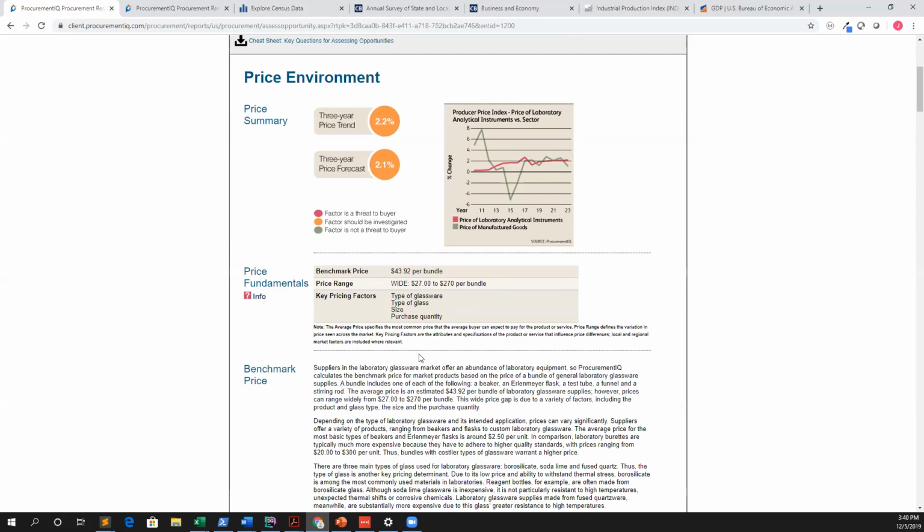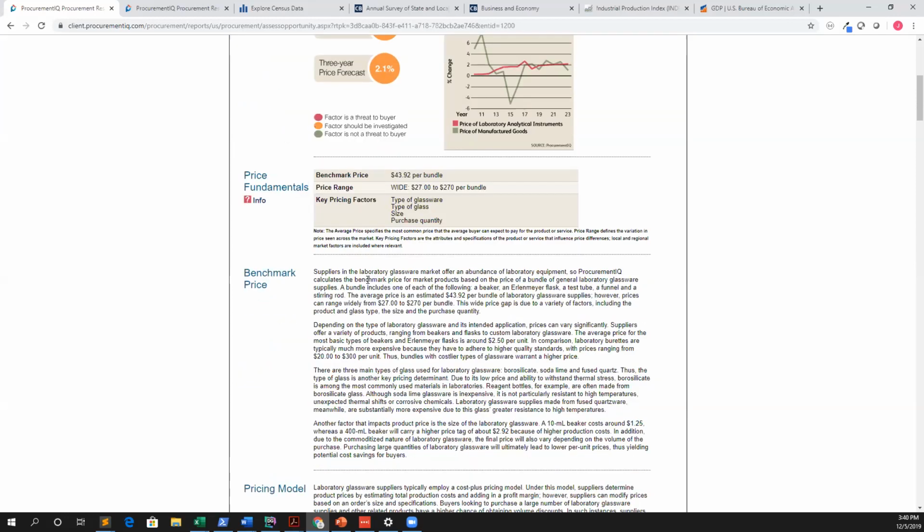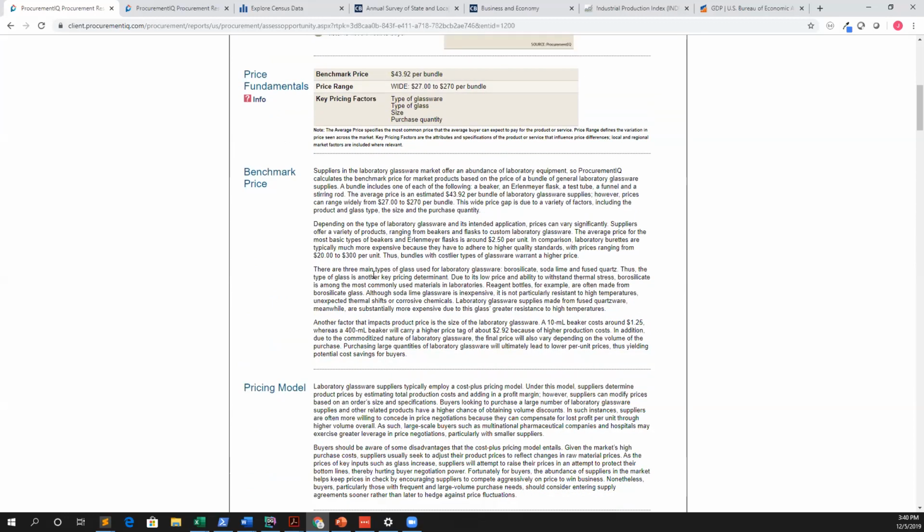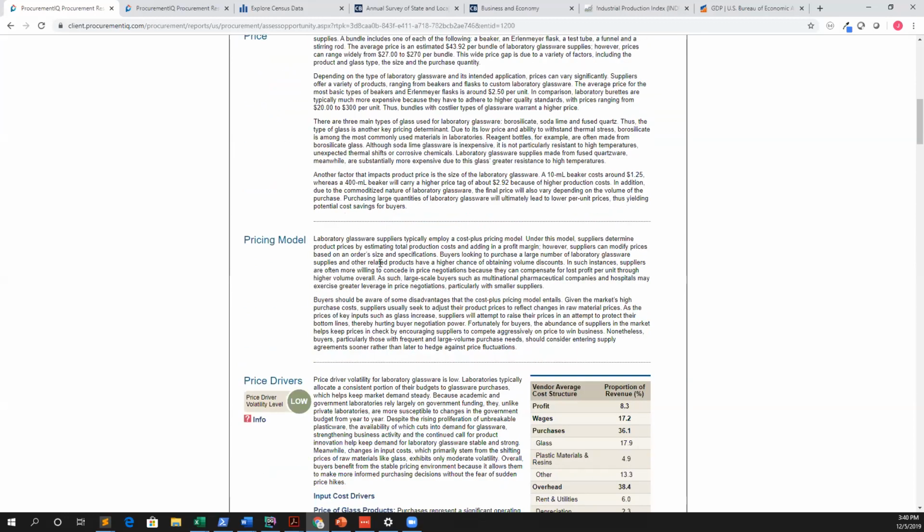It does include some information about benchmark pricing. This is obviously quite generalized. It has a wide price range. Depending on the commodity you're looking at, this may be more or less useful for your particular use case. In lab supplies, where it's such a broad catalog, this was not a particularly relevant piece of information to us, but what were things like the pricing model. So you can read through this information. You can see that typically laboratory glassware is a cost-plus pricing model, which is certainly good to know.